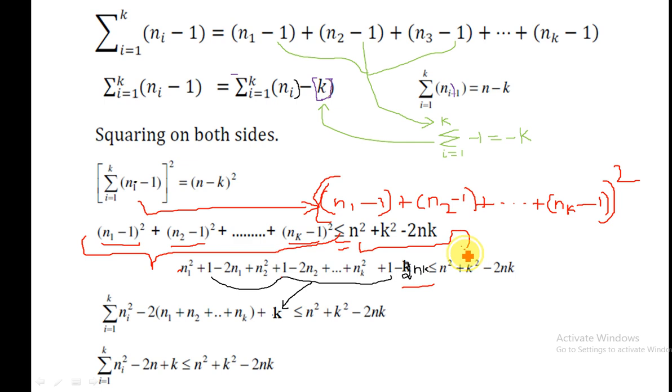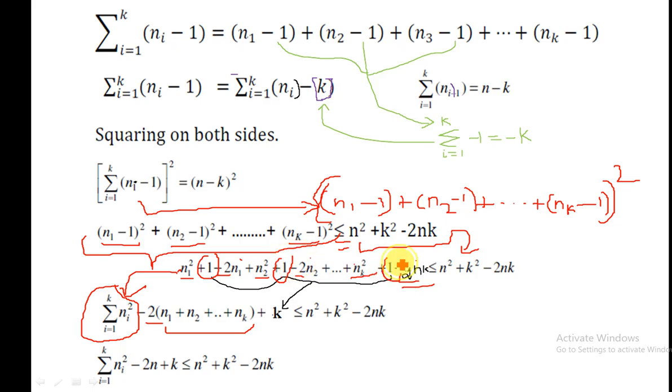It is as usual N square plus K square minus 2NK. Come to the next step. N1 square plus N2 square and so on N_k square is nothing but the summation of N_i square, i equal to 1 to K. First term is okay. Next term, look carefully: minus 2N1 minus 2N2 minus 2N_k. If I take minus 2 common, N1 plus N2 plus N_k. And the next step, 1 plus 1 plus 1 and so on plus 1.